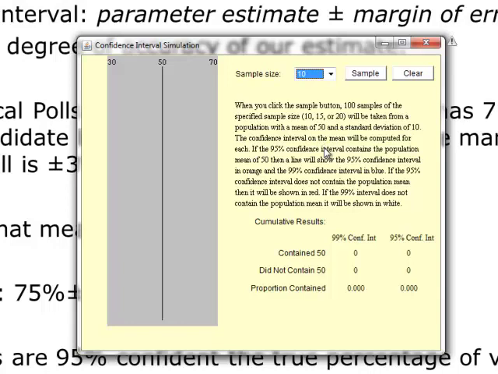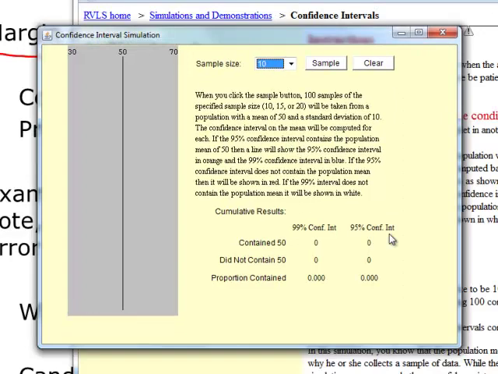Well, we're going to take a sample of size 10 and create a confidence interval, and that interval may or may not include the actual mean of 50. For a 95% confidence interval, we expect the proportion correct to be about 95%. For a 99% confidence interval, you expect the proportion correct to be about 99%. But we'll have to do this many, many times.